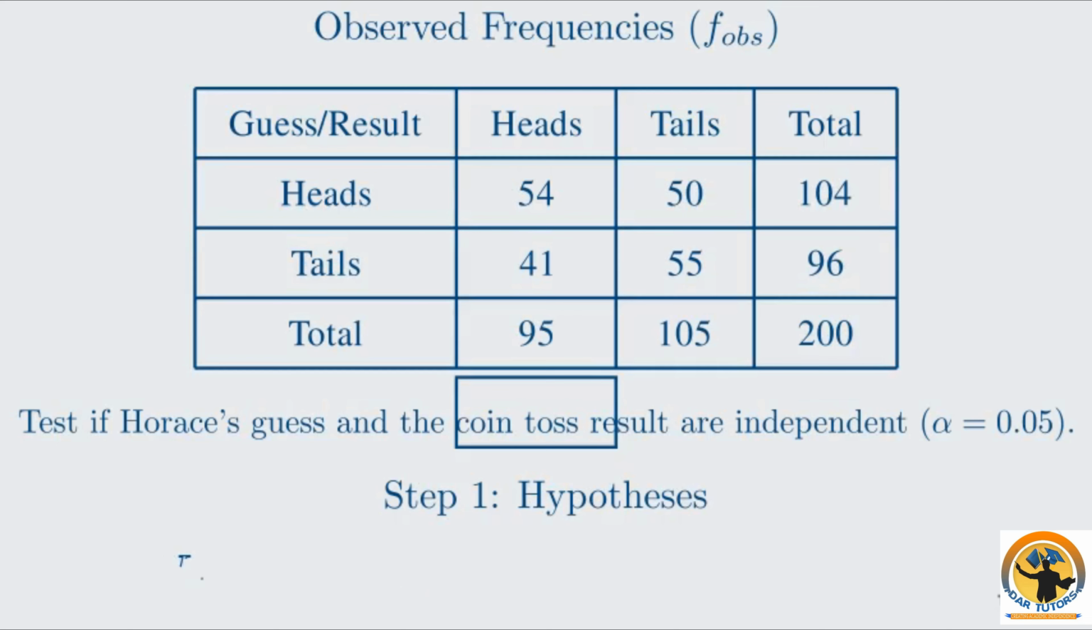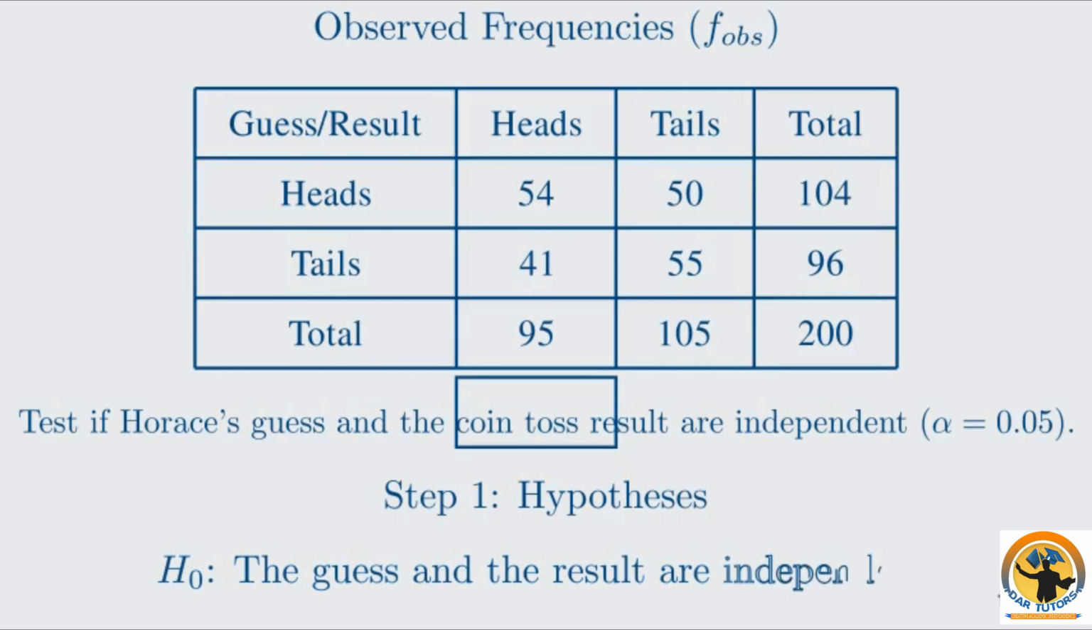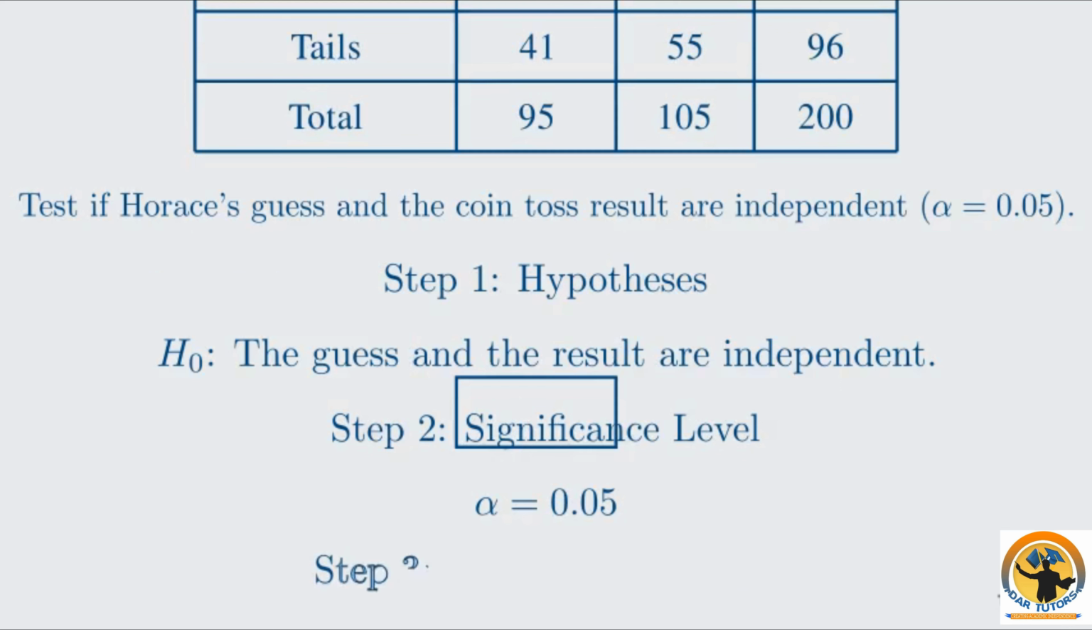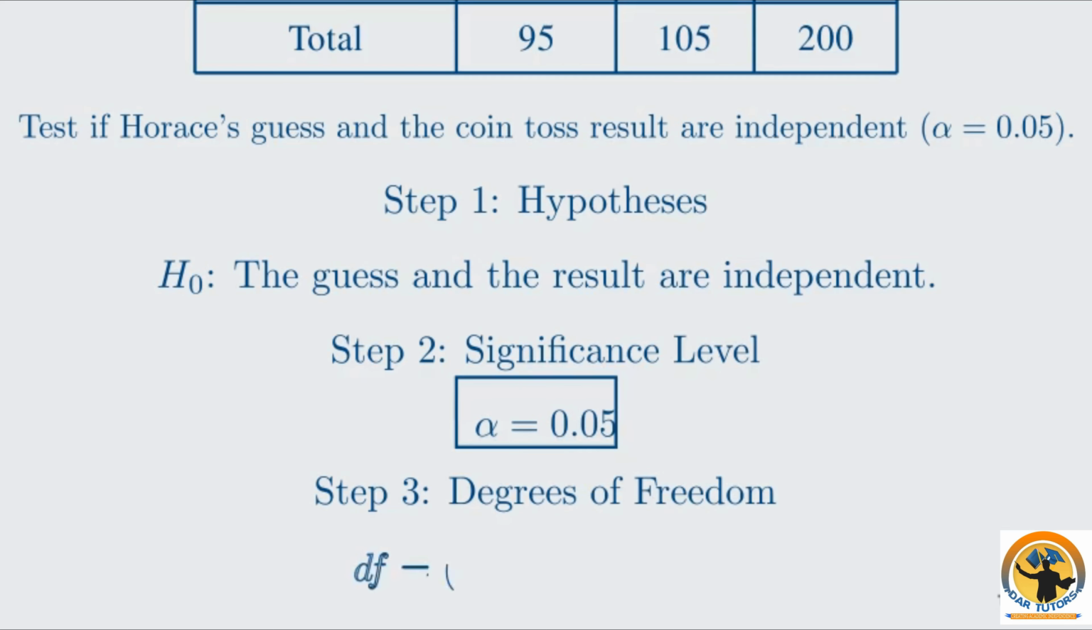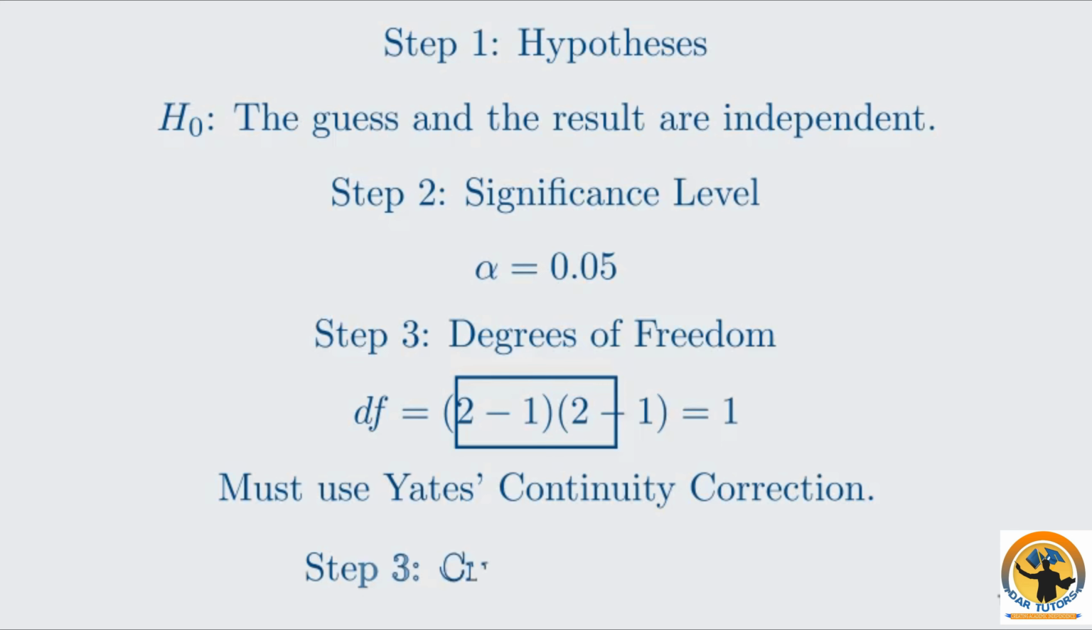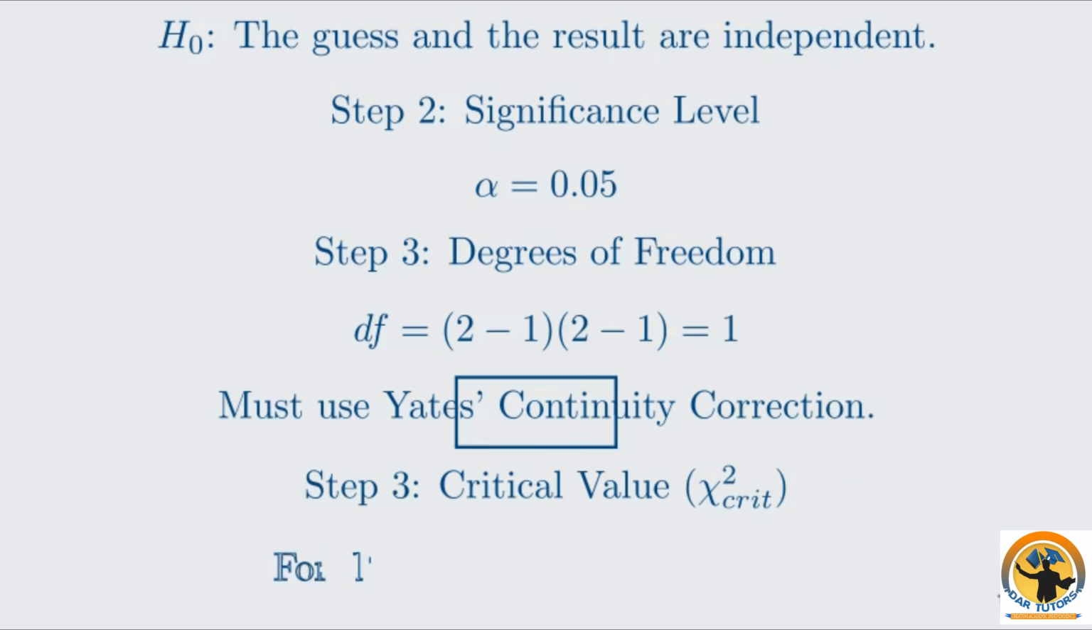Step 1. Hypotheses. H0. The guess and the result are independent. H1. They are dependent. Step 2. Significance level. Alpha equals 0.05. Step 3. Degrees of freedom. It's a 2x2 table, so DF is 1. Since DF equals 1, we must use Yates's continuity correction. Let's find the critical value now. For DF 1 and alpha 0.05, the critical value from our table is 3.84.